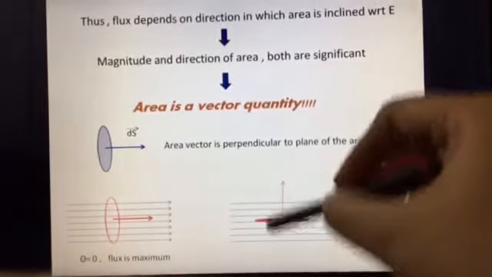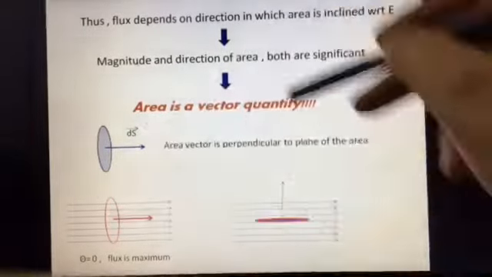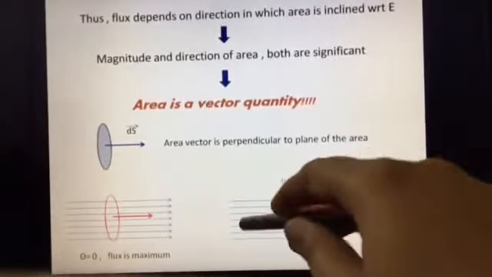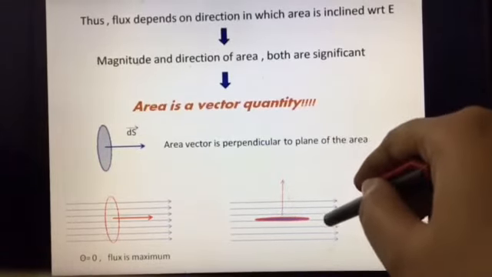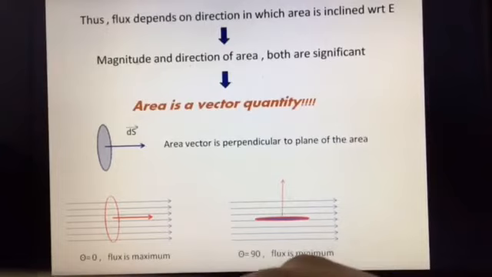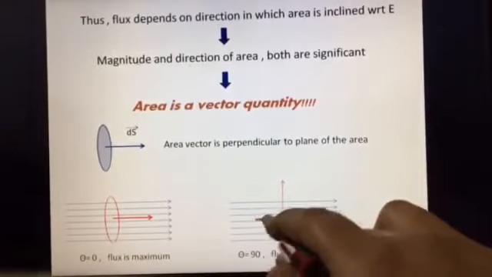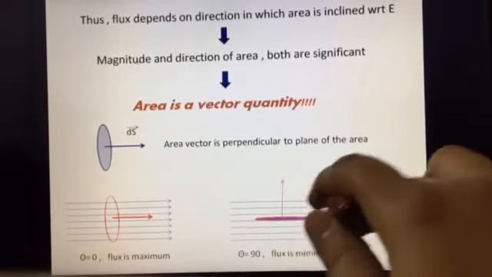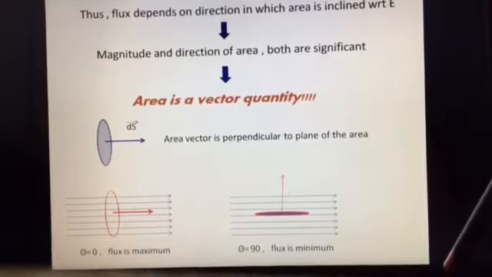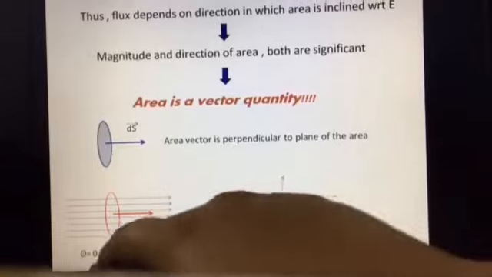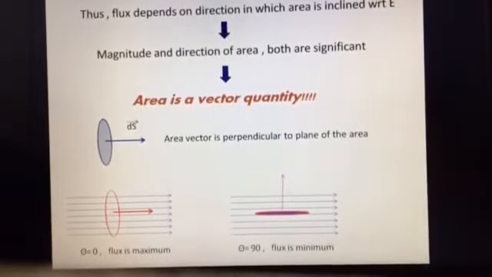Now if I rotate this area vector by 90 degrees, and I have made it along the electric field, what has happened to the area vector? The area vector has become perpendicular to the electric field. So now we have theta equal to 90. What do you see about the flux? Since the area has become like this, are there any lines passing through that area? No, there is no line passing through that area. So the flux is minimum. When theta is 0, flux is maximum, and when theta is equal to 90, flux is minimum.